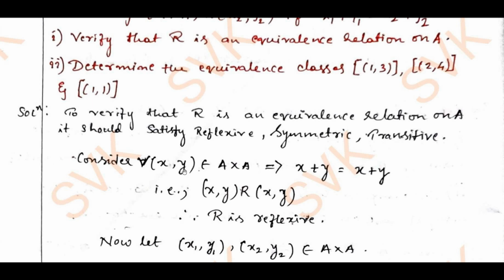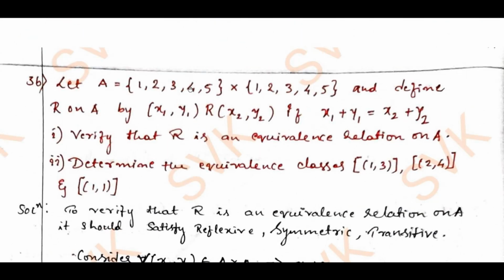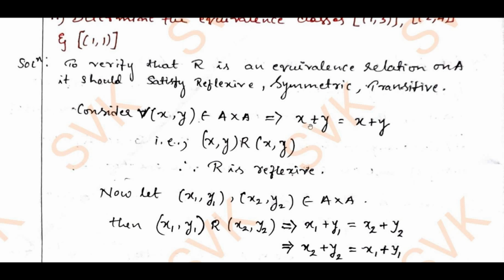Since (x, y) belongs to A cross A, we are defining R on A such that (x, y) is related to (x, y). We know (x1, y1) is defined by x1 plus y1. Similarly, the left hand side is x plus y, and the right hand side is x plus y. When (x, y) is related to (x, y) itself, x plus y is equal to x plus y. Therefore R is reflexive.